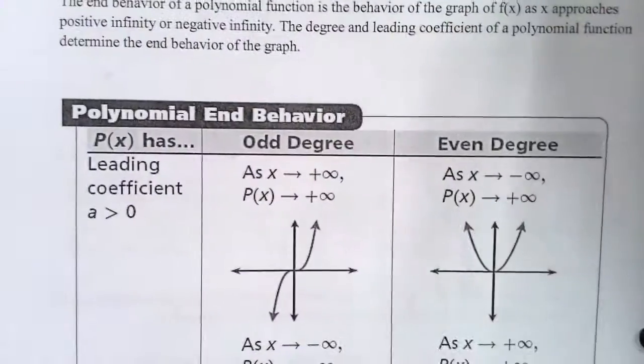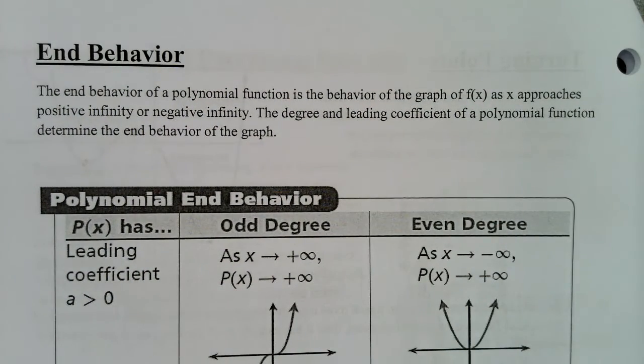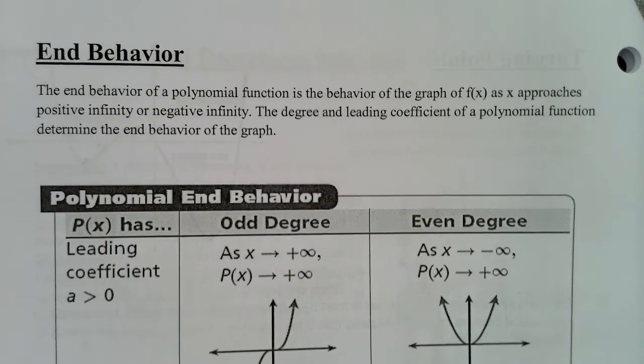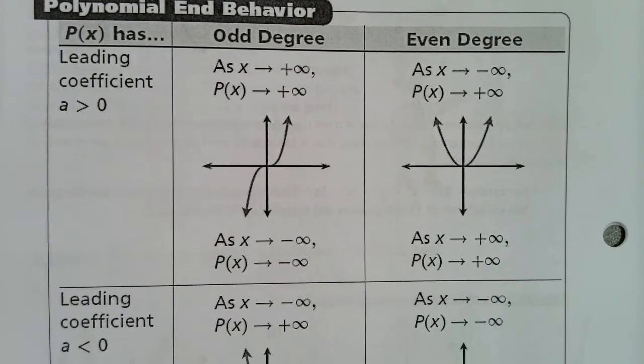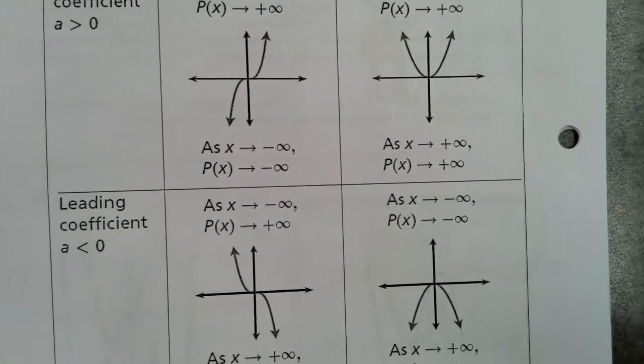End behavior. We've done end behavior by looking at graphs, but now you're also going to have to do end behavior without graphs. For any polynomial, there's 4 options for the end behavior. Zoom out a little bit.